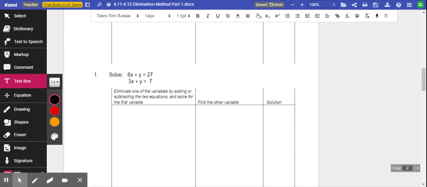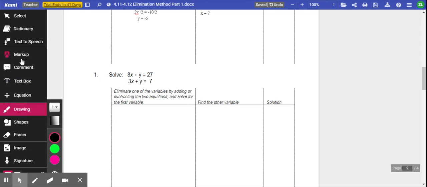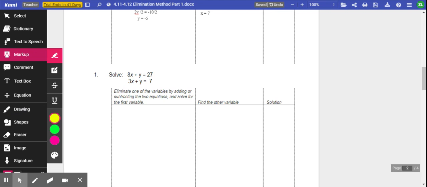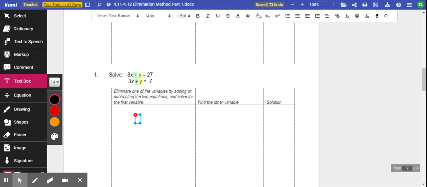We'll do one last one here. So if we look at this equation, the coefficients on the x's aren't the same, but they are on the y's, so we're going to deal with the y's and eliminate. If you notice, they're the same, so those plus signs are the same. So that means we are going to subtract.